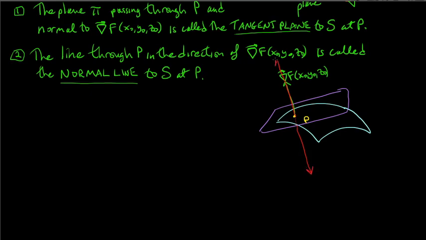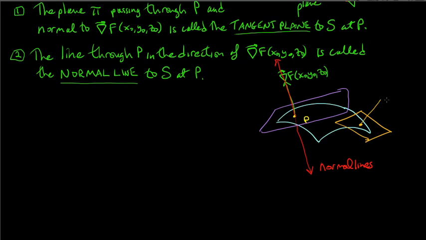So this will be the normal line. It points perpendicular to the tangent plane, which is also perpendicular to the surface, right? And keep in mind that if you have a different point, say a point way over here, the tangent plane will be very different. It'll be a different plane, you'll have a different normal vector, and you'll have a different normal line.